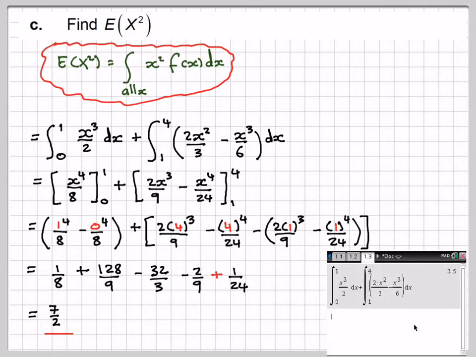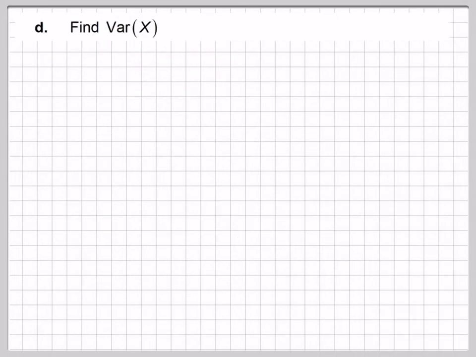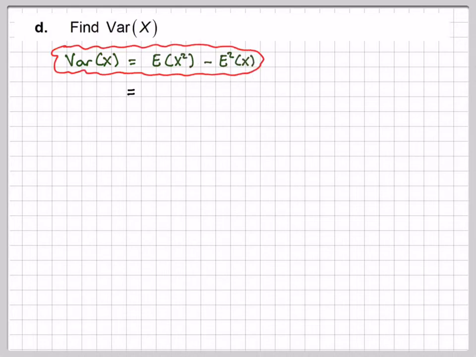This is a screenshot. Part D is to find the variance. Well, I found the main components of that, because the variance of x is E of x squared minus E squared of x, so 7/2 minus 5/3 squared, which gives me 13/18.